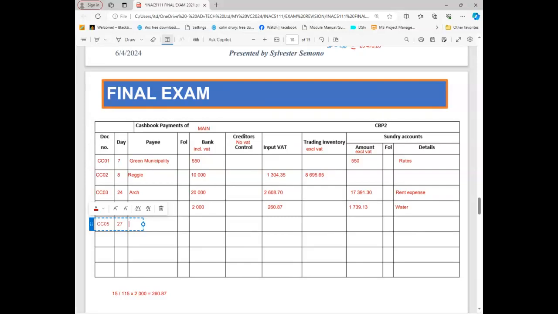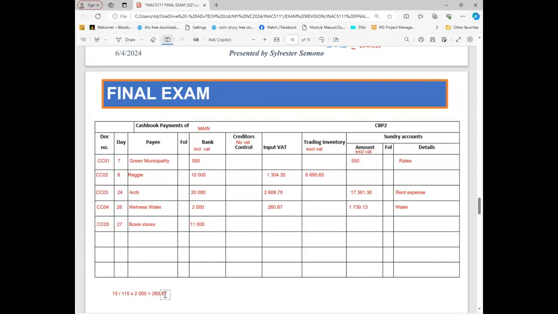And then who was there? Boxy or Boxy Stores. Let's see what happened with the Boxy Stores. It's 11,000. I'm going to put it in the bank. And then it was for packaging material, which is VATable. It is VATable.